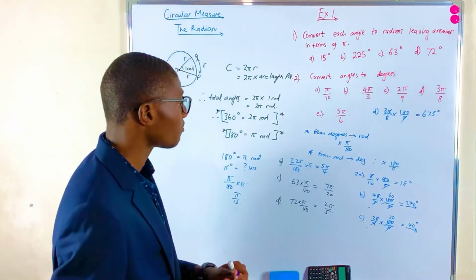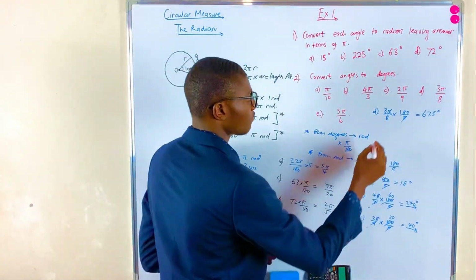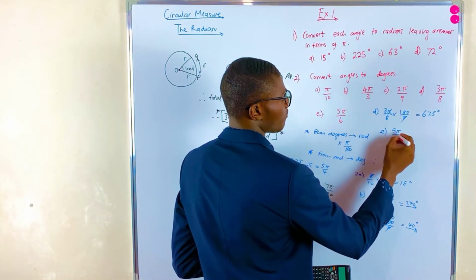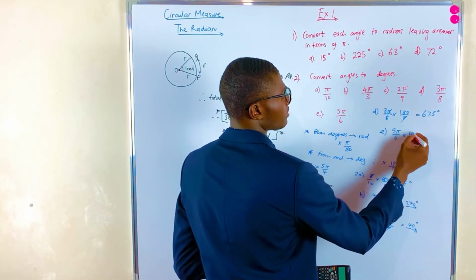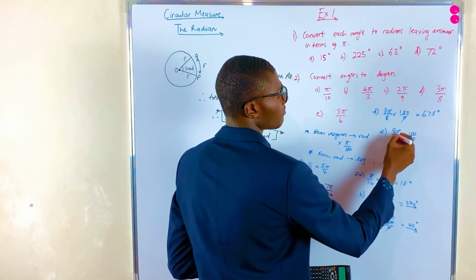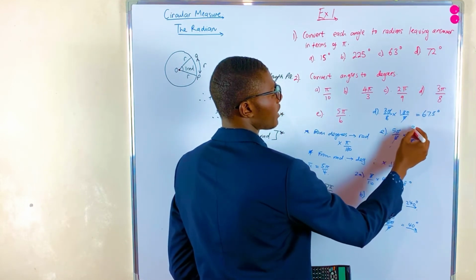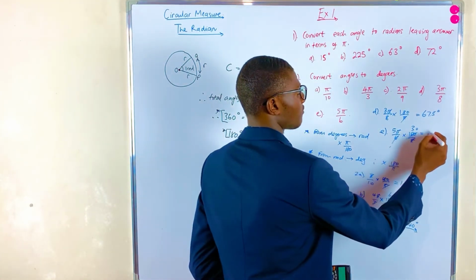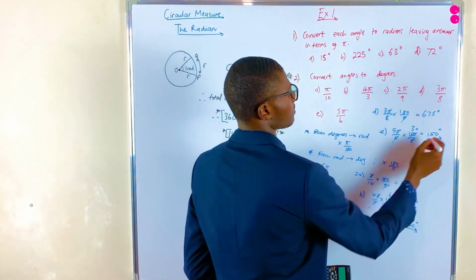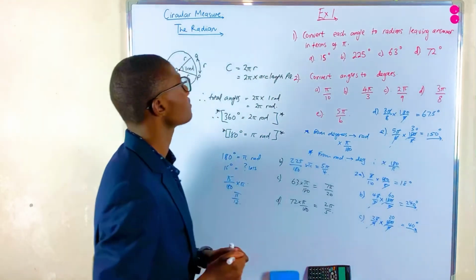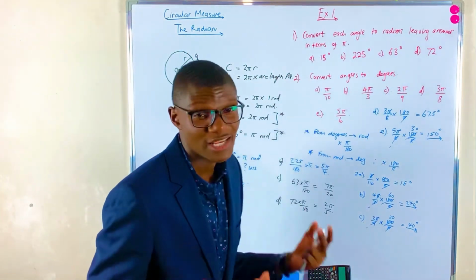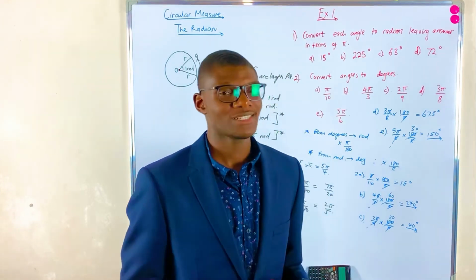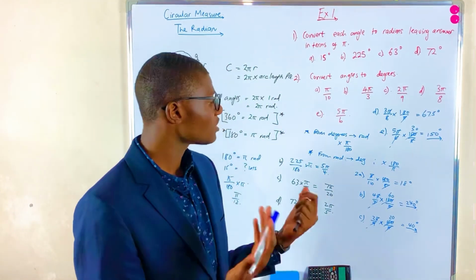And lastly, for part E, if we've got 5 pi over 6 to degrees, the pi's cancel. 6 into 180, we get 30. Then 30 times 5, we get 150 degrees. Okay, so this video looked at the relationship between radians and degrees, as well as how we define 1 radian.